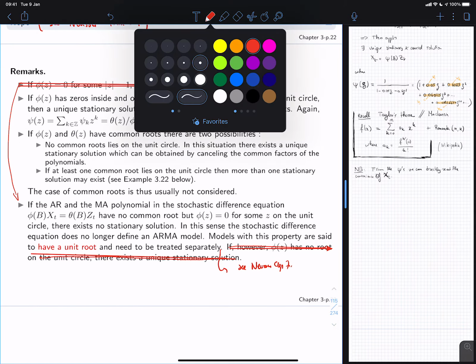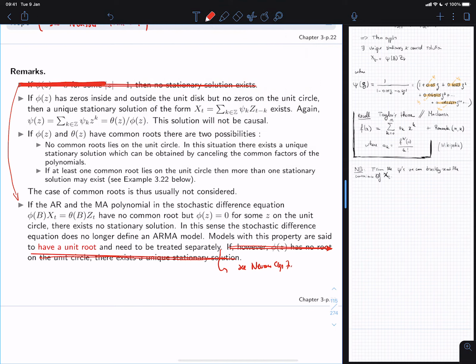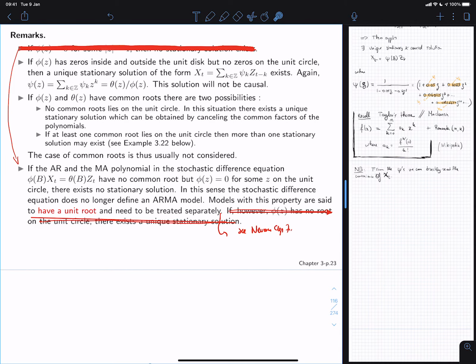I should not have left it in here, so this is redundant. Second remark is that if your polynomial has zeros inside and outside the unit disk, but if you have no zeros on the unit circle, then in fact there will exist a unique stationary solution of this form, but this solution will not be causal. It will have dependence on the future.